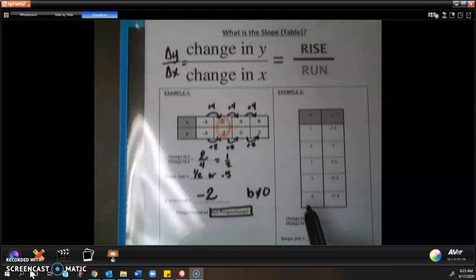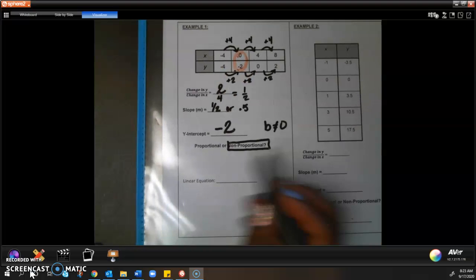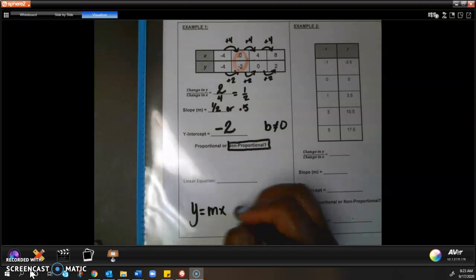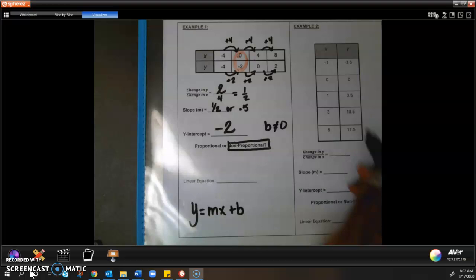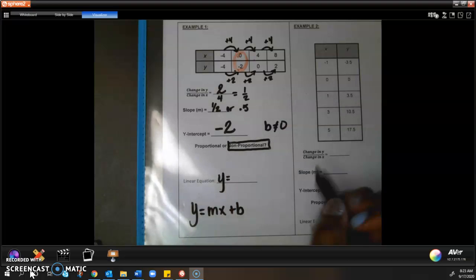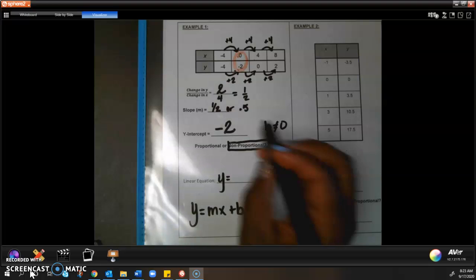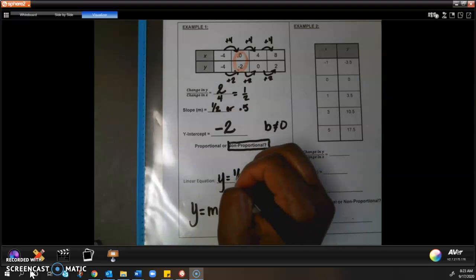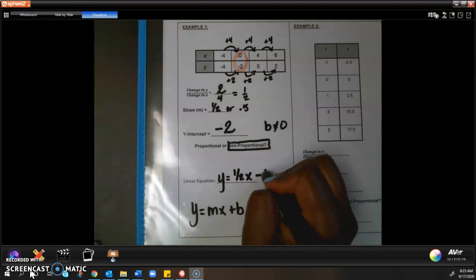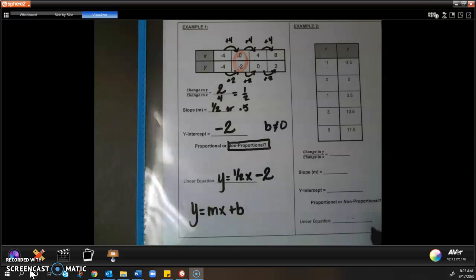Now I can write my equation. Remember, your equation is always in the form of y equals mx plus b. Okay? So I'm going to write my equation and I'm going to substitute in my values. So my slope was 1/2, so I'm going to put 1/2 x minus 2. Since my y-intercept was negative, it's -2. So my equation is y equals 1/2 x minus 2.